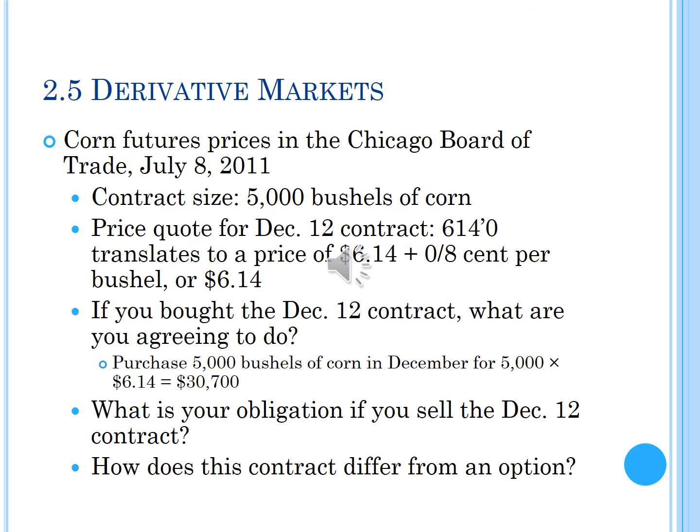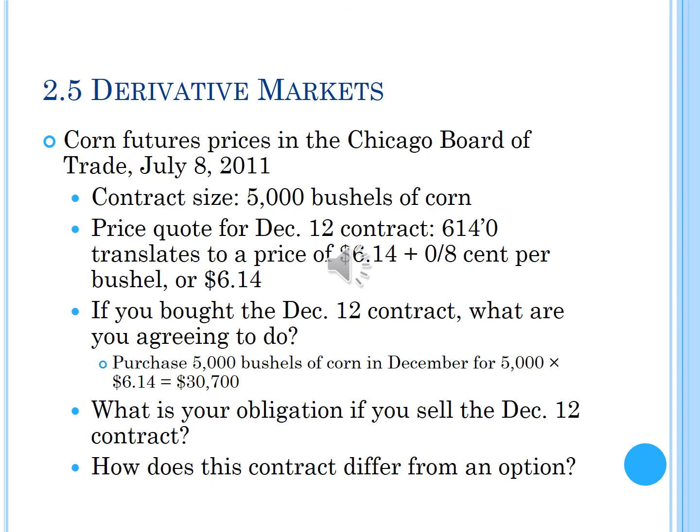$6.14 per corn bushel. Okay, if you bought the December 12th contract, what are you basically agreeing to do? You're basically agreeing to purchase 5,000 bushels of corn in December for the $6.14 per bushel. So if you multiply that by 5,000, which is the contract size, you get $30,700.